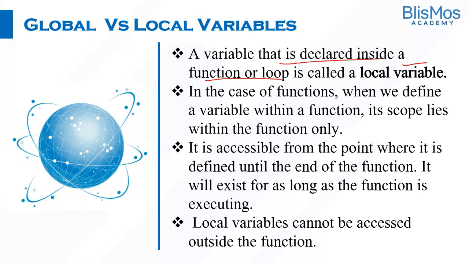Whenever we have a function, if we define the variable within a function, the scope of the variable is within that function only. It can be accessed within the function from the beginning of the function to the end of the function. The moment the function is done, we will not be able to access the local variable outside that function. Wonderful, isn't it?